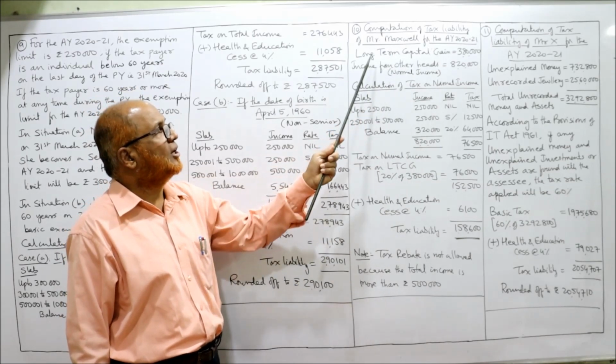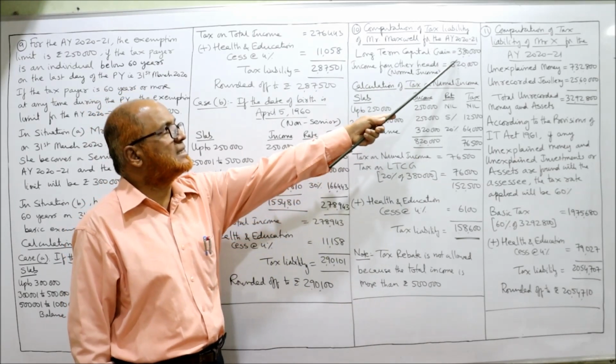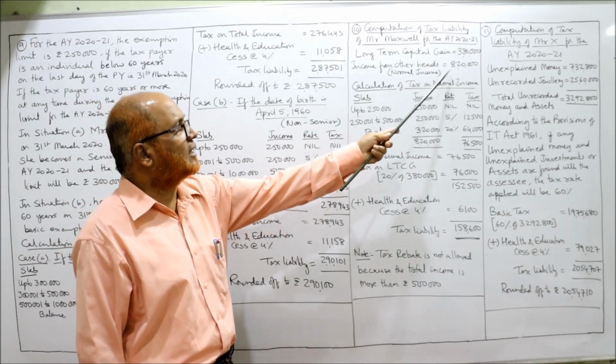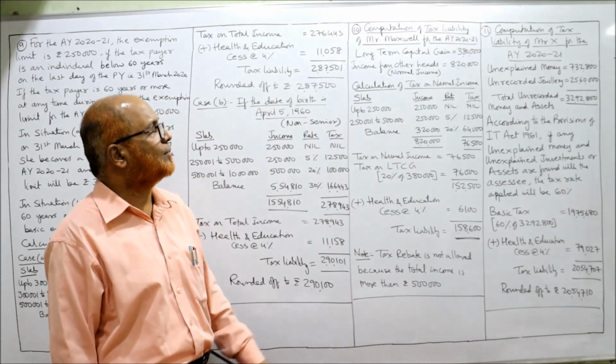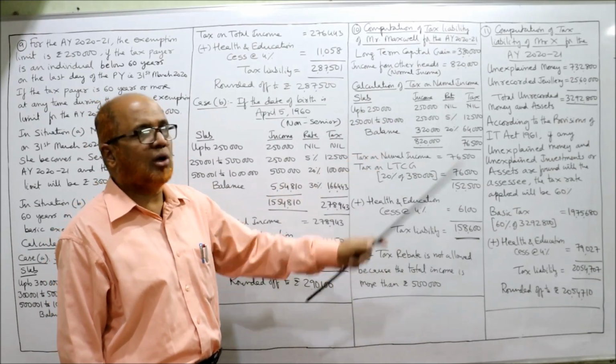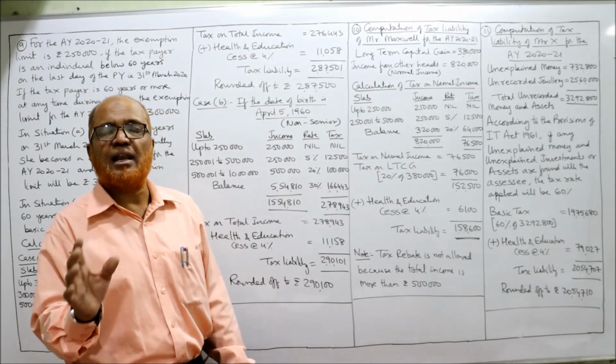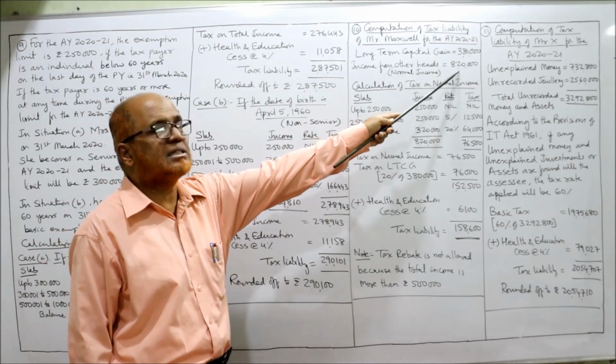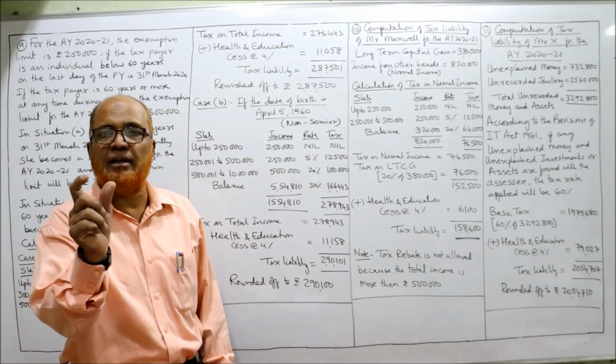Maxwell for the assessment here. Long-term capital gain, LTCG, 3,80,000. And income from other heads, normal income, 8,20,000. Now calculation of tax on normal income. First we calculate the tax on normal income. Normal income is 8,20,000.